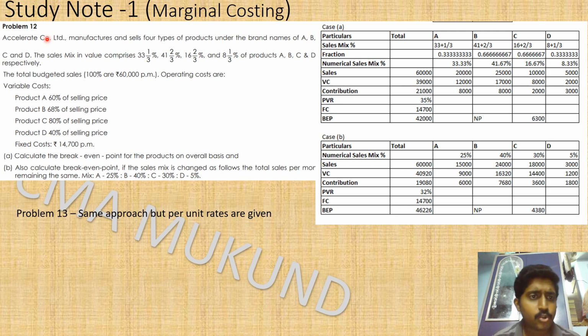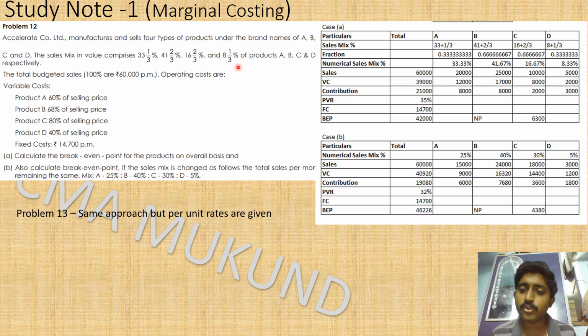So this is problem number 12. Accelerate Company Limited manufactures and sells 4 types of products under the brand names A, B, C, D. Sales mix is given. So what is sales mix? They will complicate this with this kind of statement. It is nothing but the percentage of sales divided between these products. Okay, so 33 1/3, 41 2/3, 16 2/3, 8 1/3.